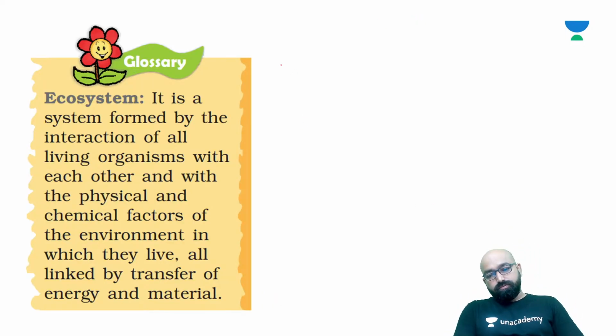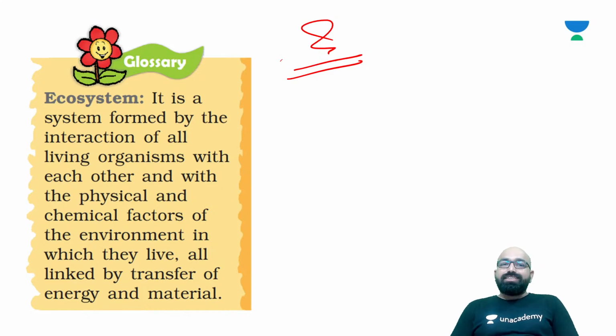Now, friends, we'll see the ecosystem. Now, what is an ecosystem? An ecosystem is a system formed by the interaction of all living organisms with each other and with the physical and chemical factors of the environment in which they live, all linked by transfer of energy and material.